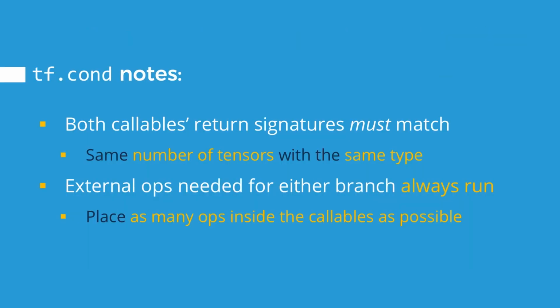And then external ops needed for either branch will always run. So if we had the run if false section use some operation that the run if true side doesn't, the operation that the run if false side needs will always run even if we're not running that branch. So the end result of that is try to place as many operations that are exclusive to one branch as possible.